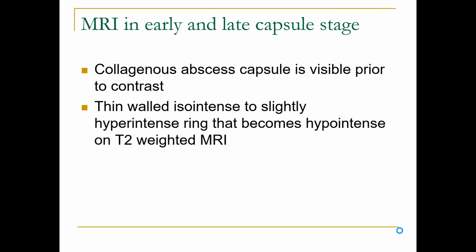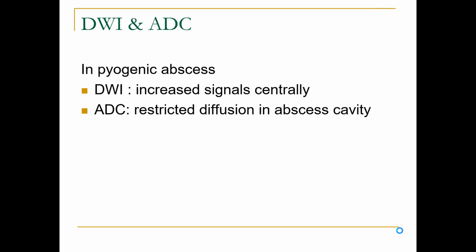In the capsule formation stage, the collagenous abscess capsule is visible prior to contrast. Then a thin-walled isointense to slightly hyperintense ring that becomes hypointense on T2 weighted MRI. Diffusion weighted images and apparent diffusion coefficient images are some other entities on MRI. In pyogenic abscess, diffusion weighted image shows increased signal centrally, right?